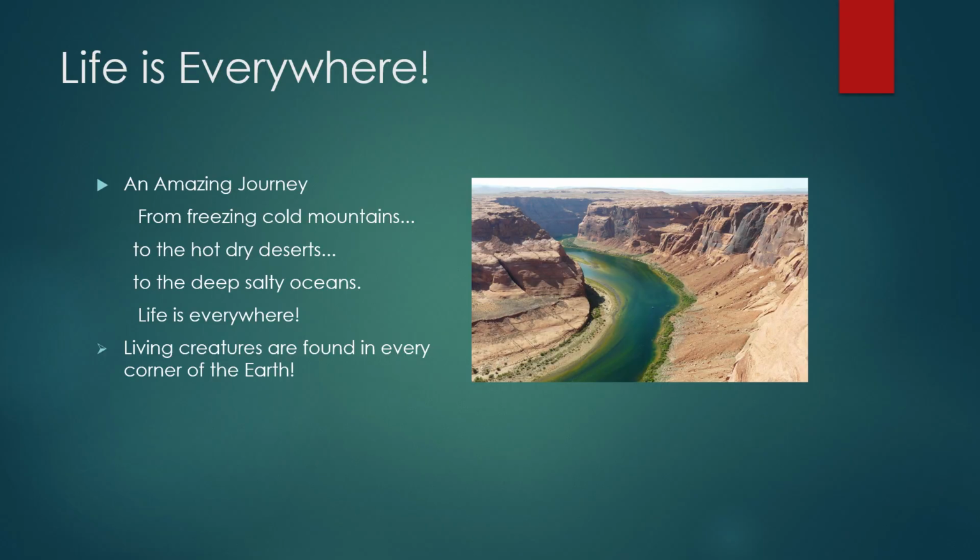Think about it. If you go to a desert, what do you see? Camels and cactus. If you go to the ocean, you see fish and crabs. If you go to the mountains, you see yaks and pine trees. Life is everywhere. But have you ever wondered why we don't find camels swimming in the ocean or fish walking in the desert? The answer lies in two very special scientific words, that is, habitat and adaptation.